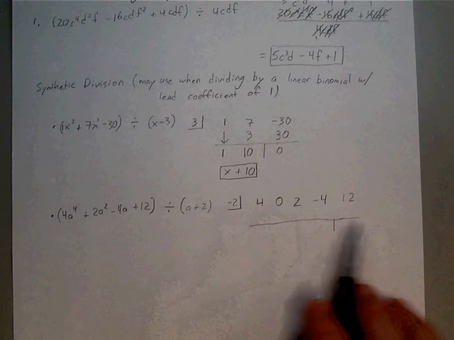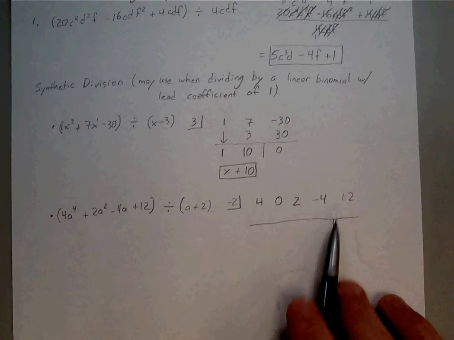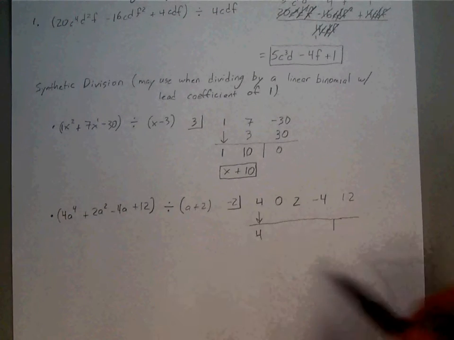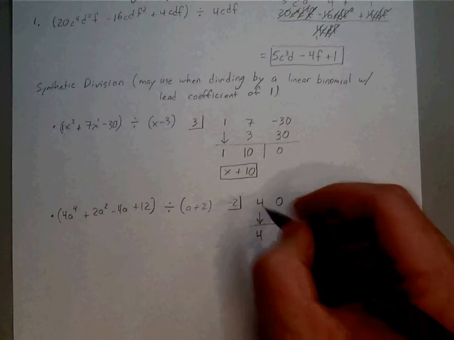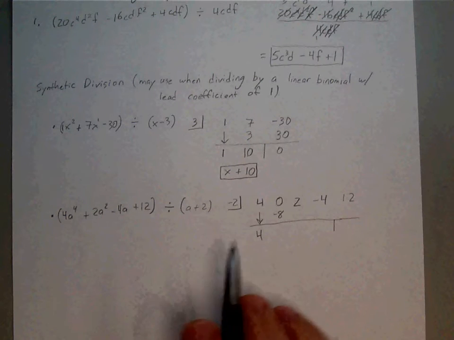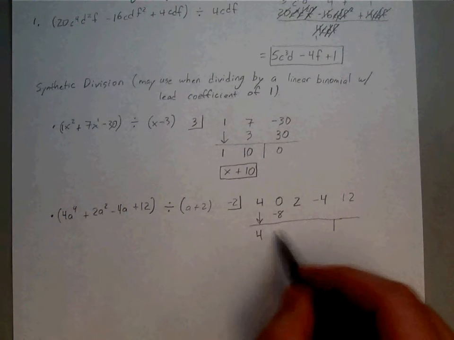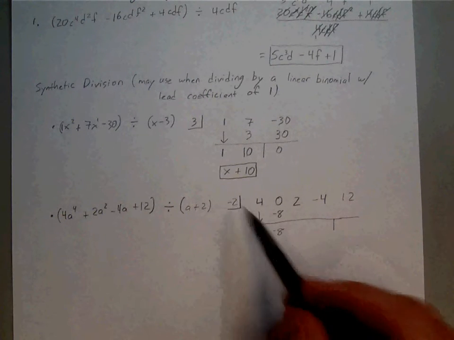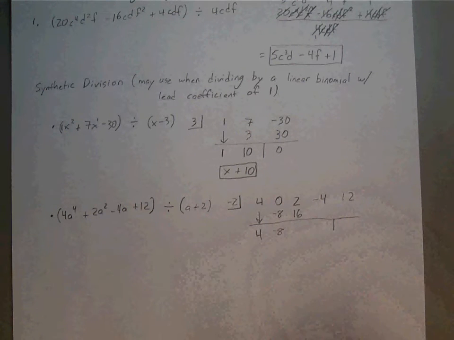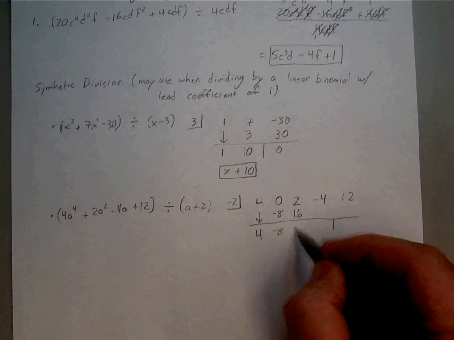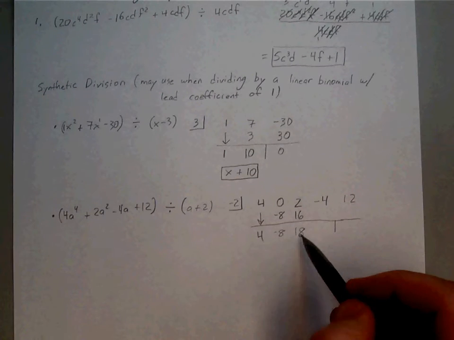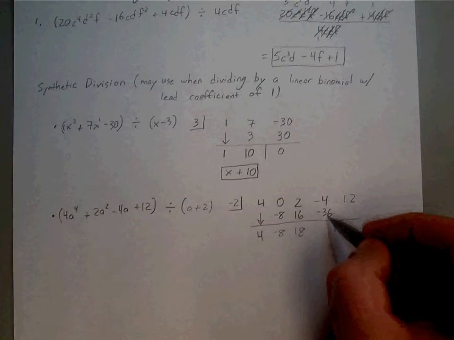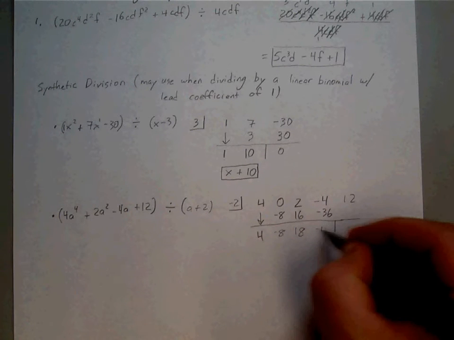Draw your horizontal line, vertical bar, right between the negative 4 and the 12 down below. Your first coefficient always drops straight down, 4. Then multiply by the number in the box. 4 times negative 2 is negative 8. Add the 0 and the negative 8, you get negative 8. It gets multiplied by the number in the half box. Negative 8 times negative 2 is 16. Add the 2 and the 16 to get 18. Multiplied by the number in the half box. 18 times negative 2 is negative 36. Add negative 4 and negative 36 makes negative 40.